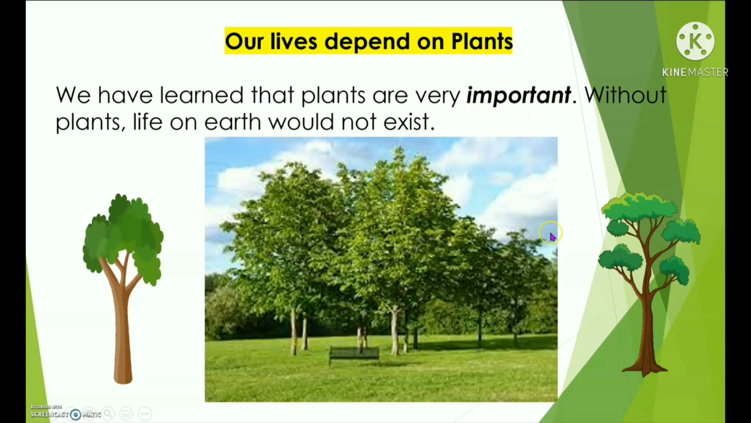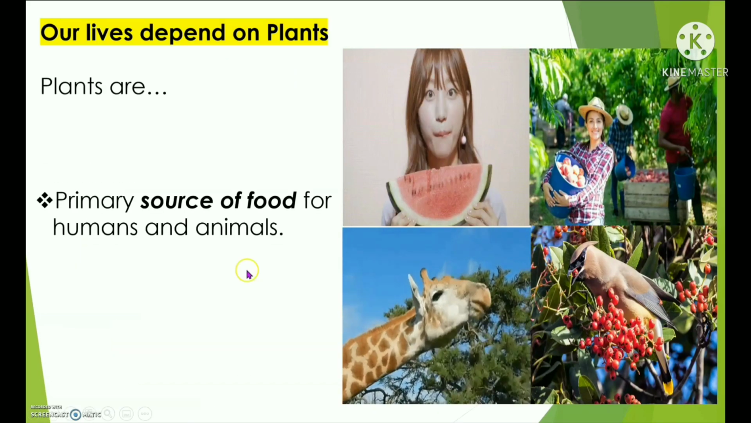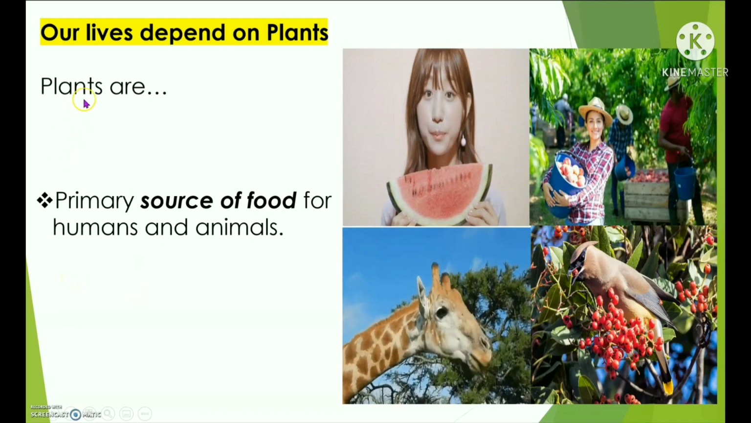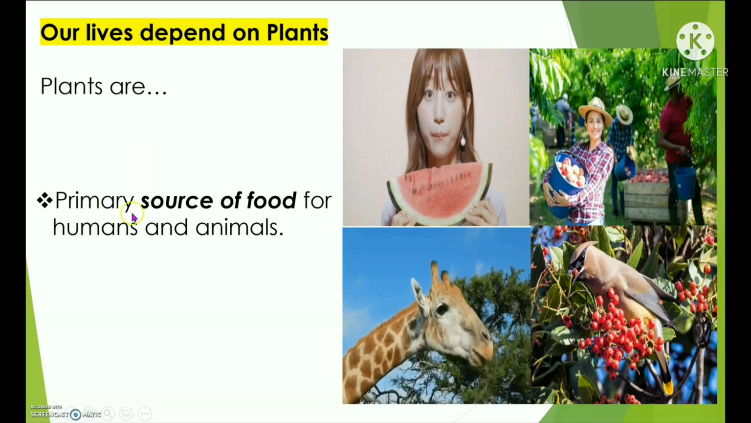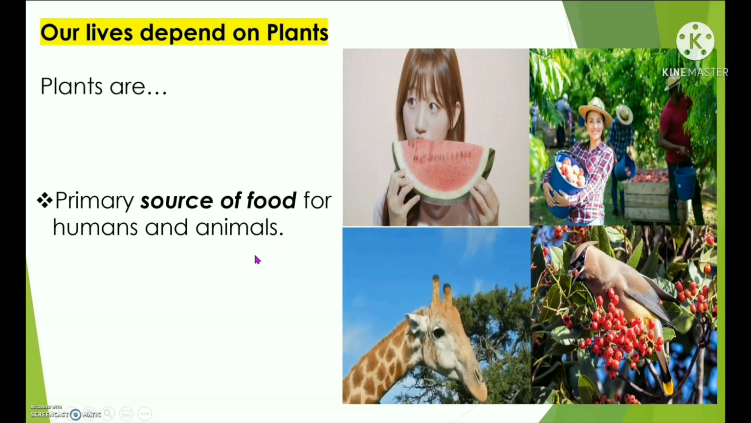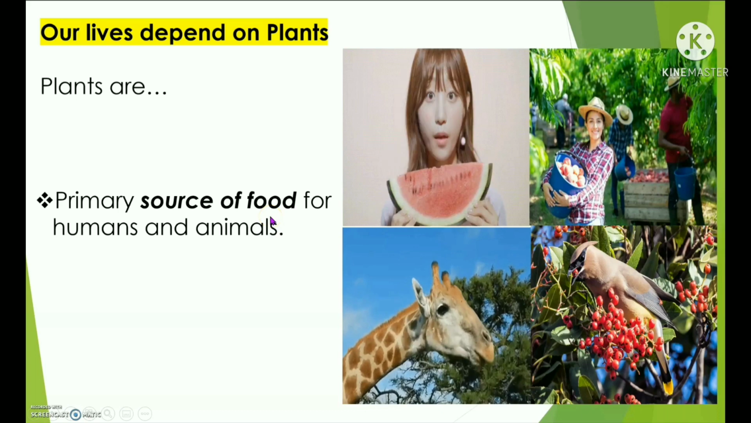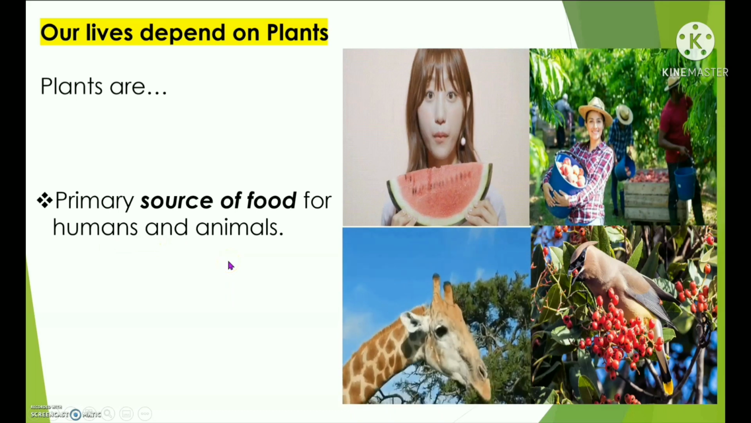Okay, without the plants, without the trees, we are nothing, or we cannot exist. Okay, let's know the reasons. The first reason, because plants are the primary source of food for humans and animals. Everybody repeat after me. Primary source of food for humans and animals.